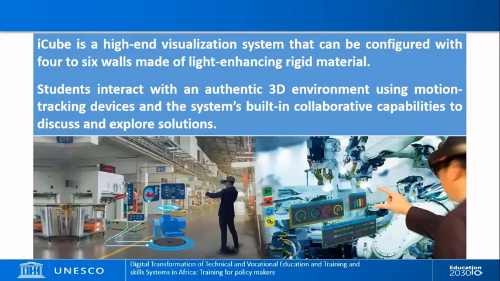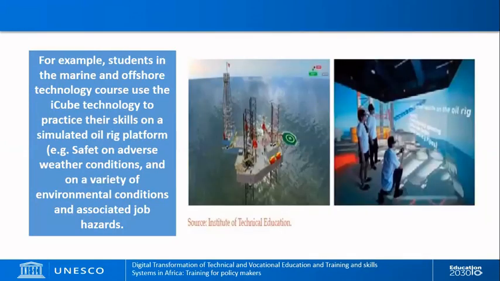So the iCube is a high-end visualization system that can be configured with 4 to 6 walls made of light-enhancing rigid materials. Students interact with an authentic 3D environment using motion tracking devices and the system's built-in collaborative capabilities to discuss and explore solutions. For example, students in the marine and offshore technology course use the iCube technology to practice their skills on a simulated oil rig platform, for example, under adverse weather conditions and a variety of environmental conditions and associated job hazards.